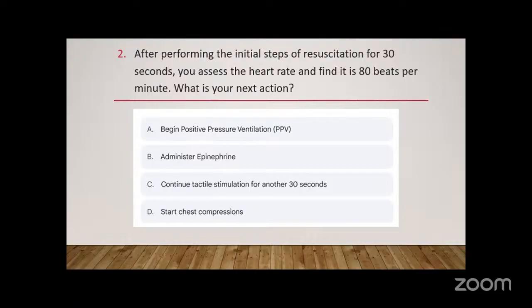The answer is A. After you have finished your initial steps, the next thing you do is to administer positive pressure ventilation. Sometimes just by doing that, the baby picks up breathing on its own.